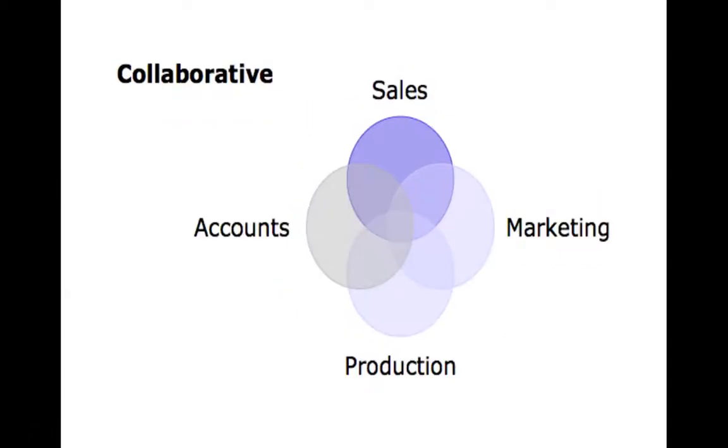And then here we have a functional organization, which is collaborative. Here we see that sales, marketing, production, accounts all have a circle of a different color, and they all work together to form one thing. That's what collaborative means. They all work together. But at the same time, you can see that the four circles are not exactly in the same place. They have their own things to do, and then they also work together.